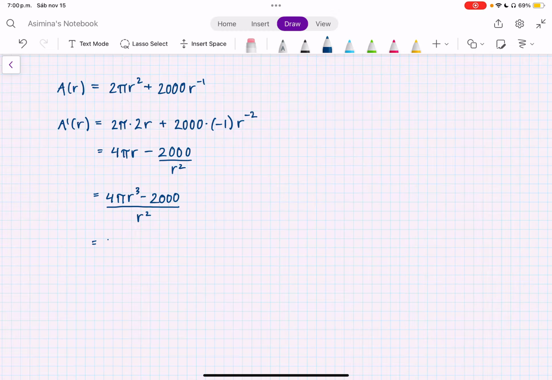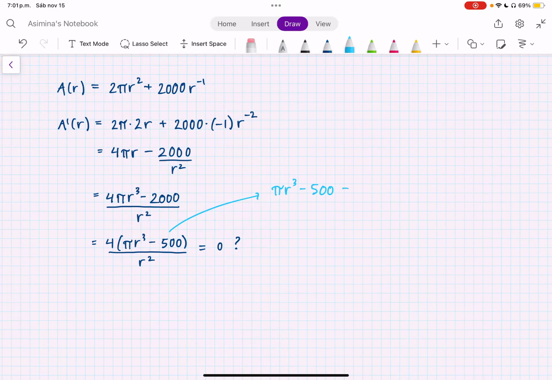And I can factor out a 4 from the numerator. So this becomes 4 times pi r cubed minus 500, all over r squared. So we know that r can't be 0. r is strictly greater than 0. So when does this equal 0? Well, it equals 0 when this part equals 0. So when pi r cubed minus 500 equals 0. So I can add 500 to both sides. Then I can divide by pi. And now I can take the cube root of both sides and get that r equals the cube root of 500 over pi.